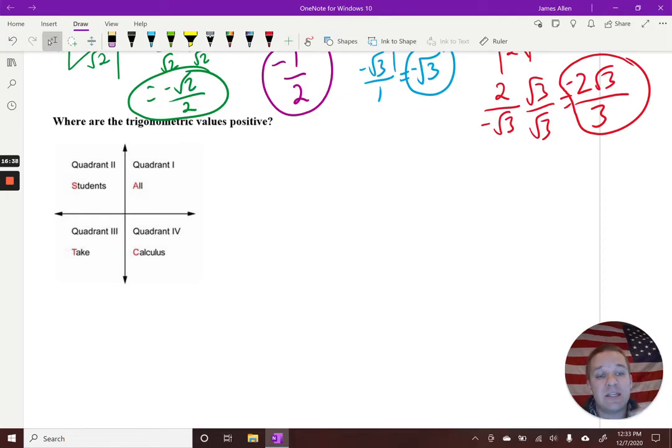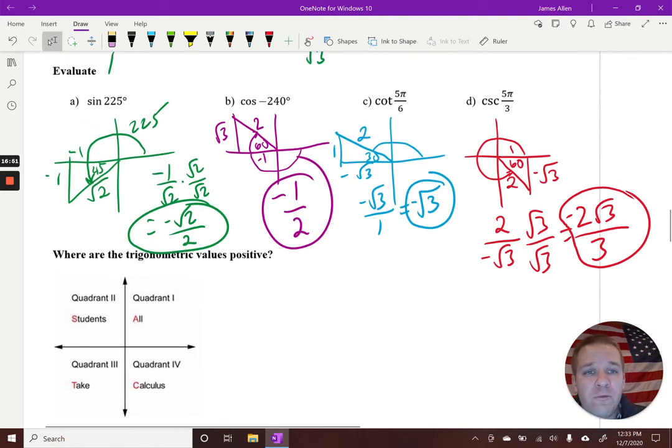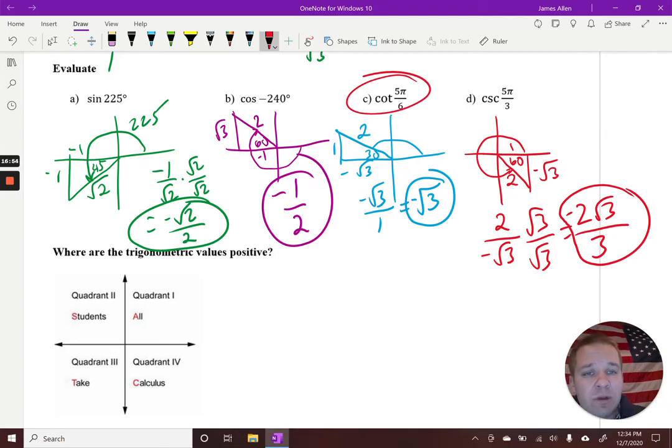So that's what the ASTC is. All students take calculus as a way to remember that. You could take stats if you want, but that doesn't make sense in the acronym, right? So ASTC, so you could actually just get, like, if you know, for example, in this one right here, 5 pi over 6, okay? Well, I know that's a 30-degree reference, so I can evaluate it as such, root 3 for cotangent, but it's in the second quadrant, so I know that it's negative root 3, okay?